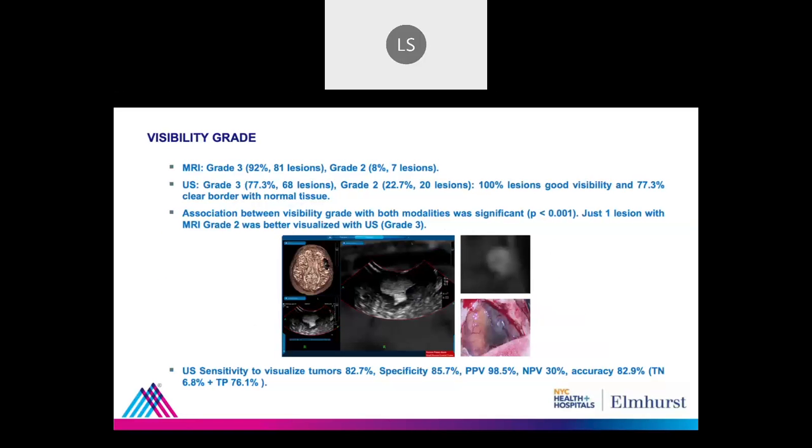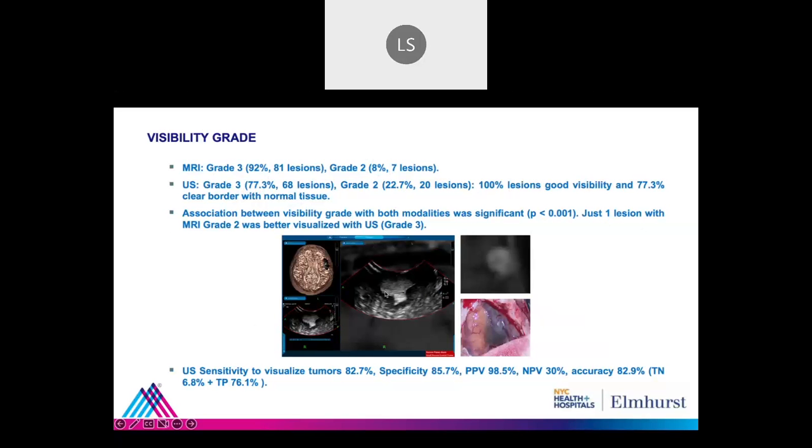In terms of the visibility grade, with the MRI, 92% of the lesions were grade 3 and just 7 lesions were grade 2. With the ultrasound, we have 77% of the lesions with grade 3 and 22% with grade 2. So that means that 100% of the lesions that we studied had good visibility with the MRI, and 77% of them had clear borders as well. And the association between both techniques was significant.